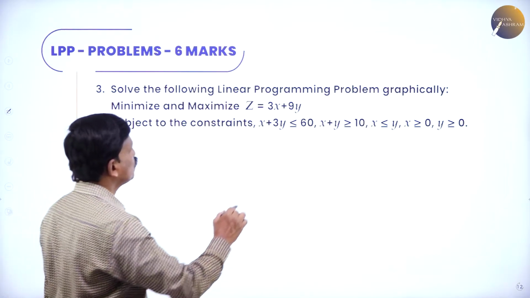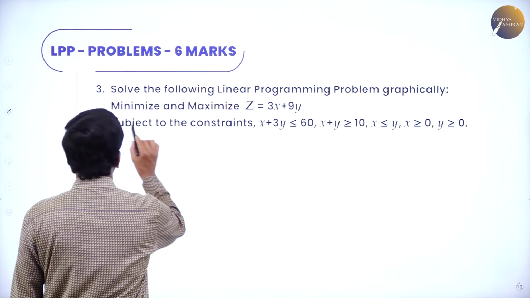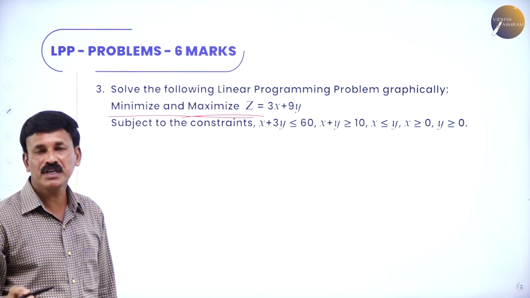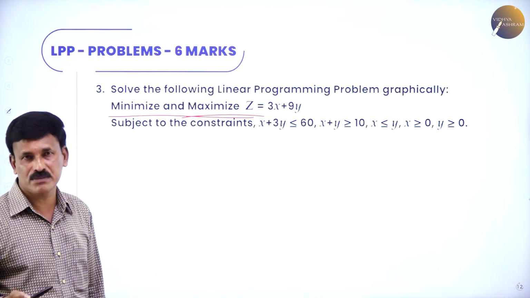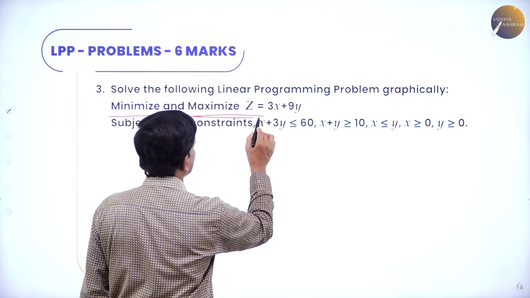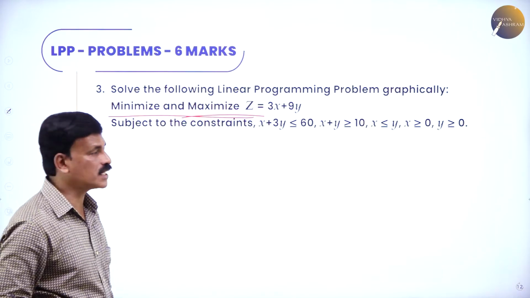Solve the following linear programming problem graphically. Minimize and maximize. Here both the conditions are given, so you have to find out the minimum value as well as the maximum value. What is the objective function? Minimize or maximize z = 3x + 9y.